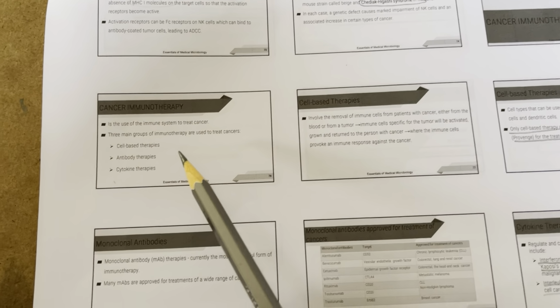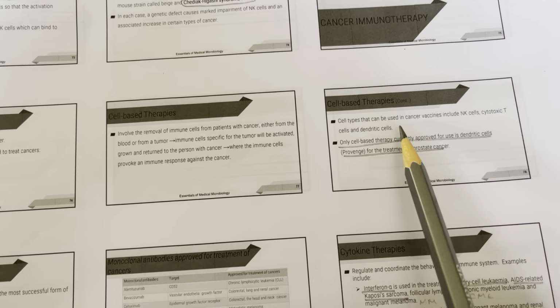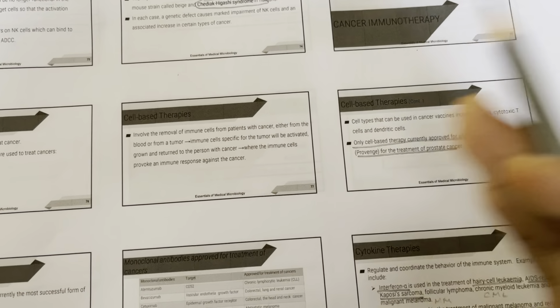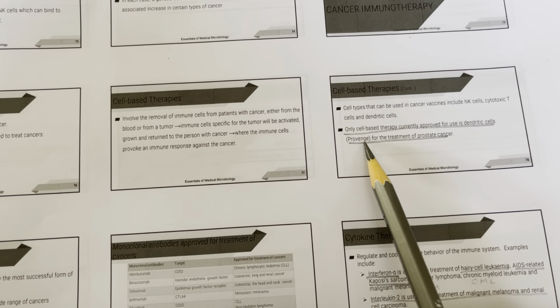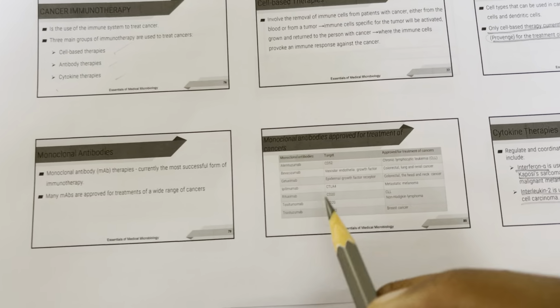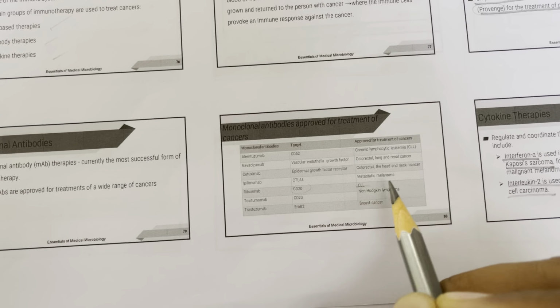And cancer immunotherapy, you have cell-based, antibody therapies and cytokine therapies. So cell-based therapies basically involve removing the immune cells which can cause anti-tumor reactions. So you have Provenge for the treatment of prostate cancer. Next, monoclonal antibodies, you have rituximab, again CD20, used in CLL.